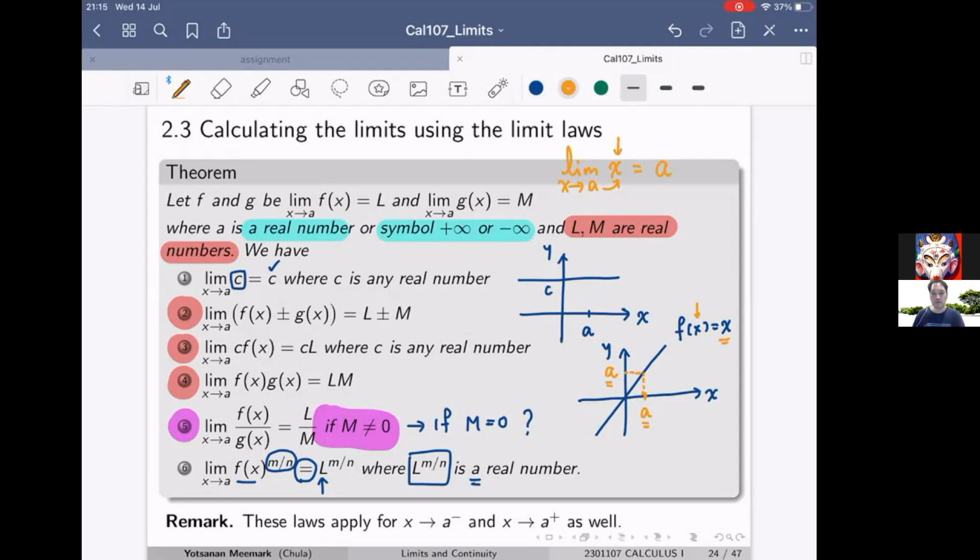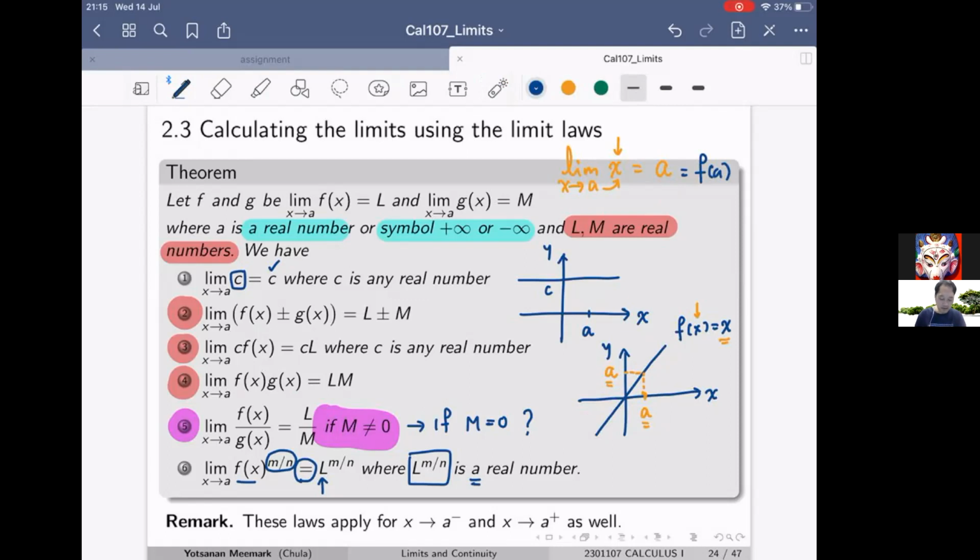Why is that we can do? Because remember, in the previous video clip, we said that this graph is actually continuous at x equals a, right? So the limit and the function value are the same, remember? So this one equals f at a as well, because the function is continuous, okay?